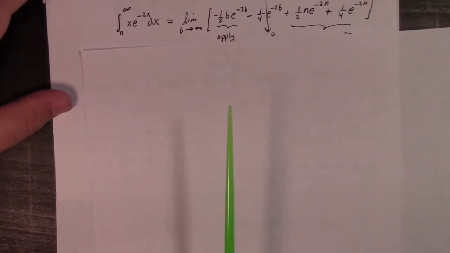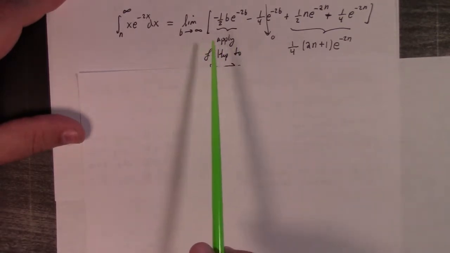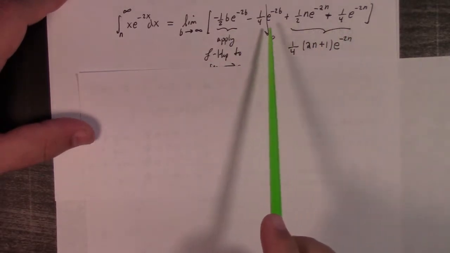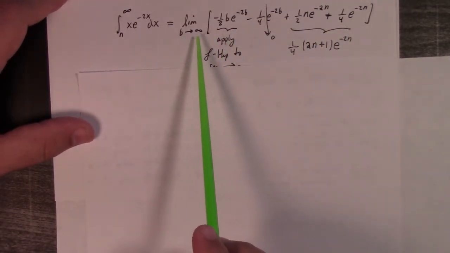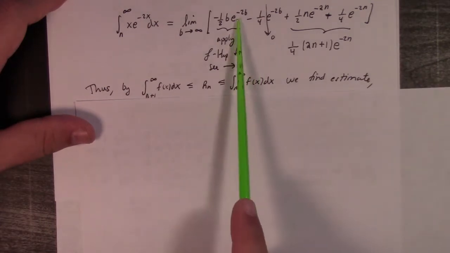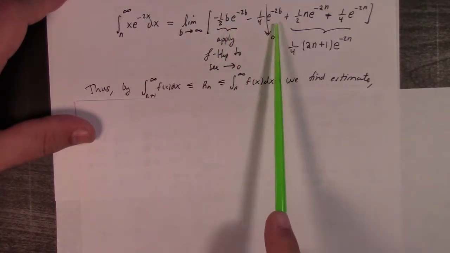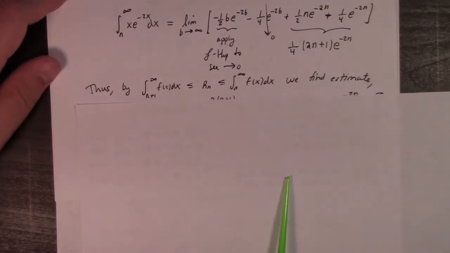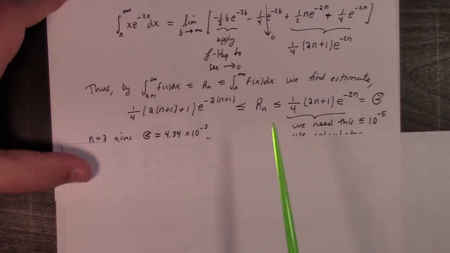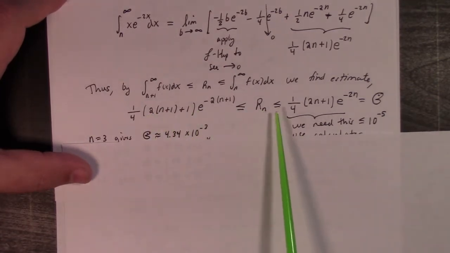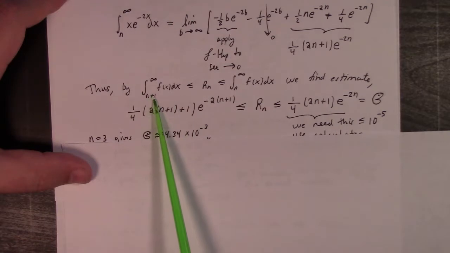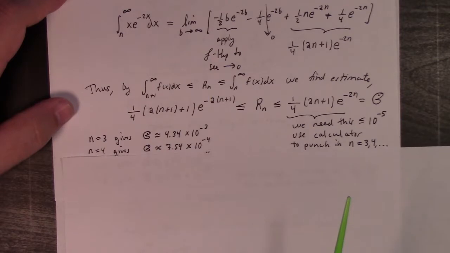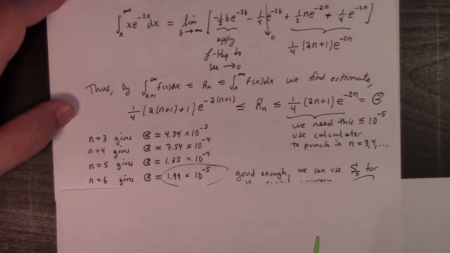So the integral from n to infinity of x e to the minus 2x, by the antiderivative that I just had up on this page, is this, using FTC2 and the definition of improper integral. We apply L'Hopital's rule to make this go to 0. That's just obviously 0, and this works out to 1/4 (2n plus 1) times e to the minus 2n. So we find the following estimate. The remainder is less than that, because that's the integral from n to infinity of our f. And then you just got to do some calculator work.